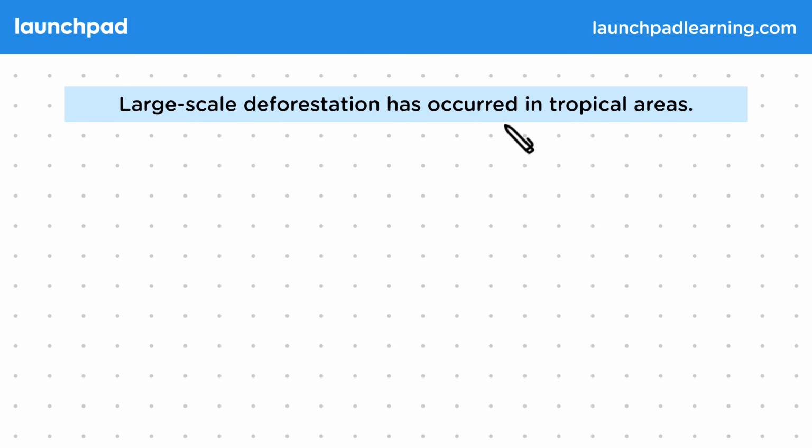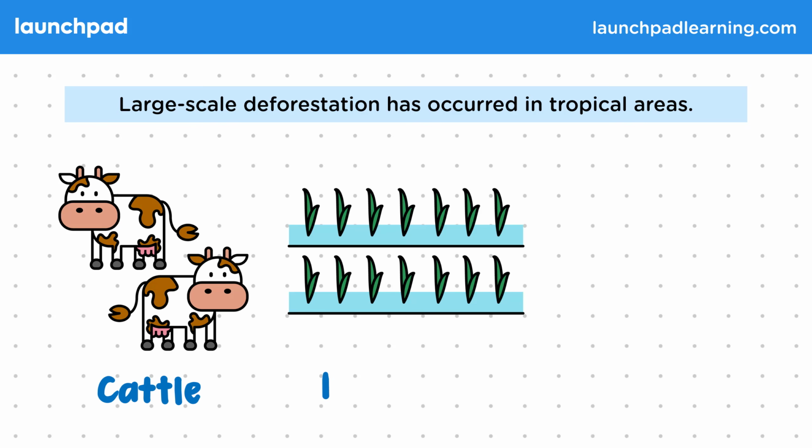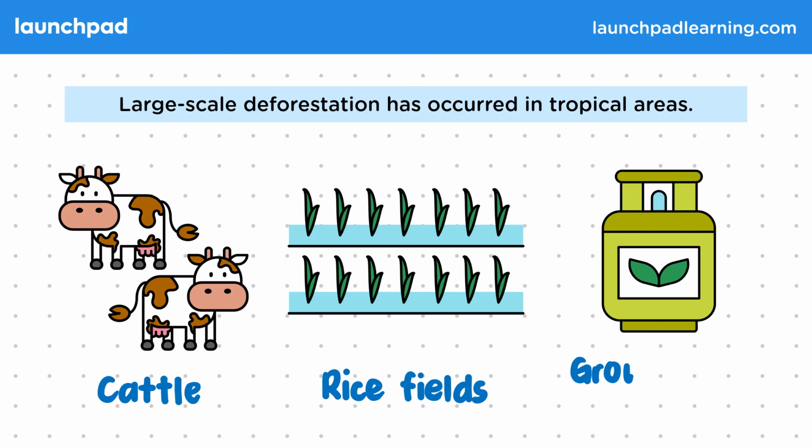Large-scale deforestation has occurred in tropical areas. This is to make land available for cattle, crops such as rice fields, and to grow crops for biofuels. You need to learn these examples for your exams.